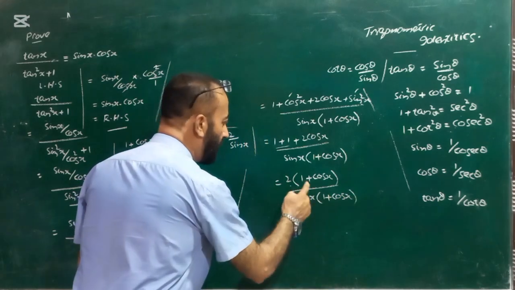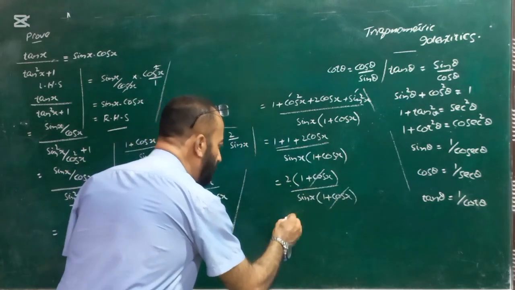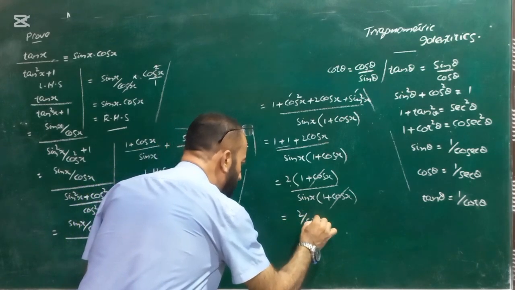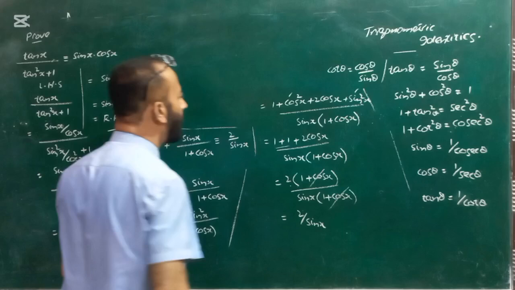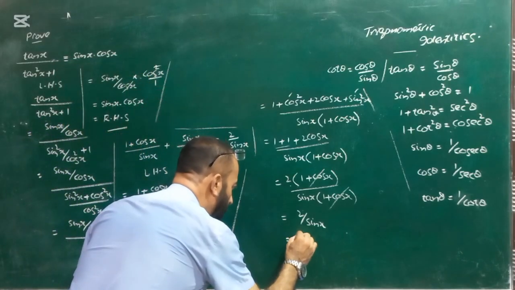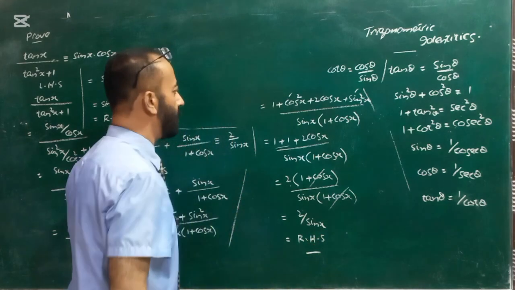So look now, this bracket will be cancelled in numerator and denominator. So the remainder will be 2 over sin x, which is equal to right hand side. So left hand side has been proved equal to right hand side.